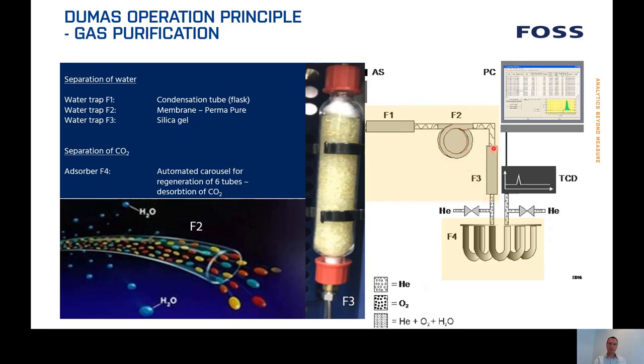And this one is a silica gel that removes the remaining of the water. And actually, this is the F3. When the silica gel goes from orange, when it's fresh, to a pale white, then you need to exchange this. And the F2 is a permapure, where the water molecules can permeate this tubing, and hence make sure that the nitrogen will continue in the tube, but the water is separated in this permapure.